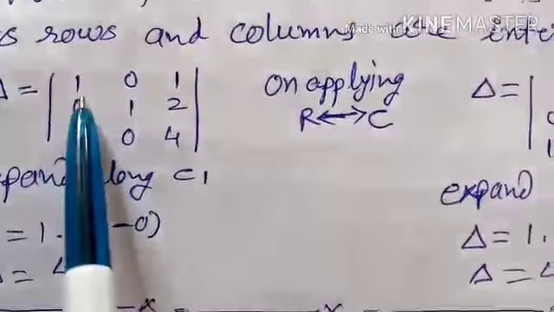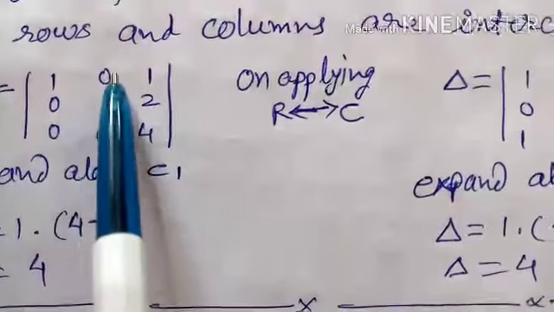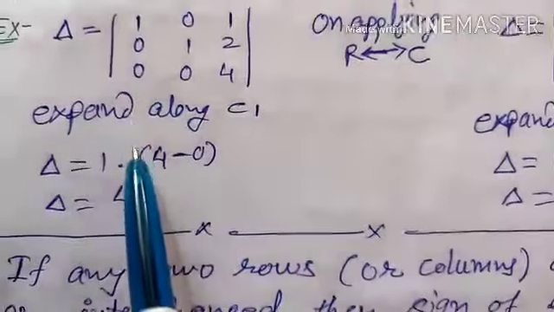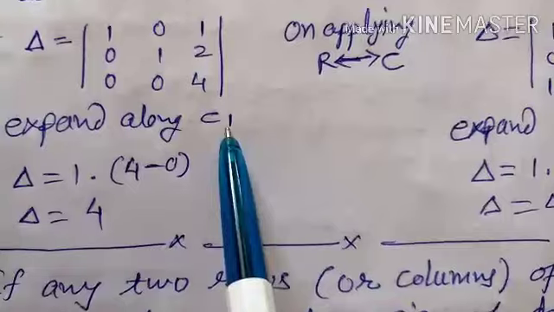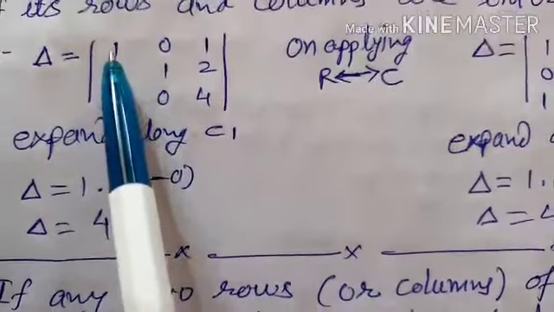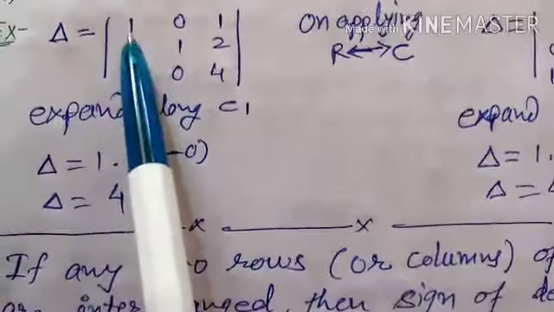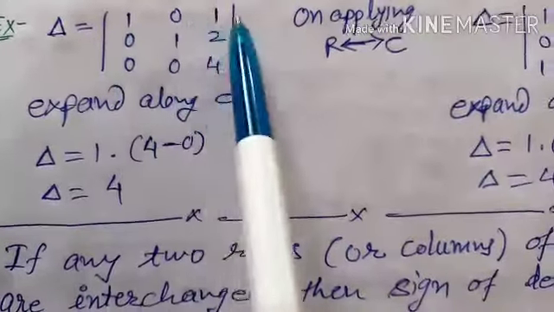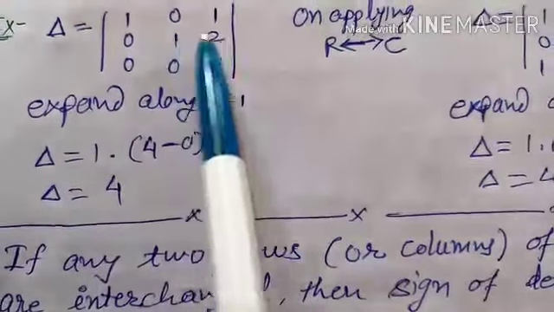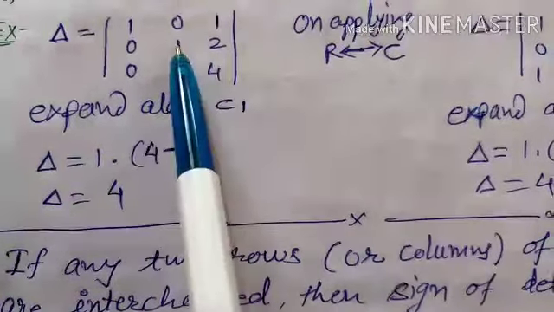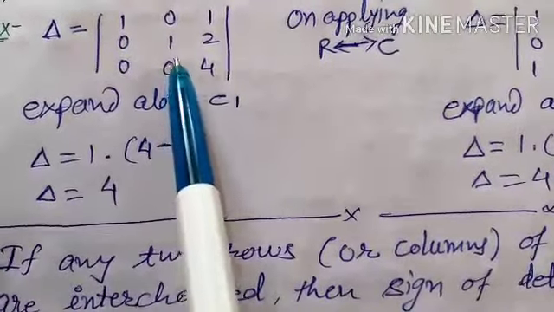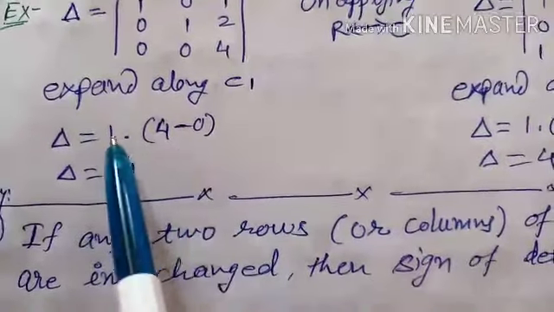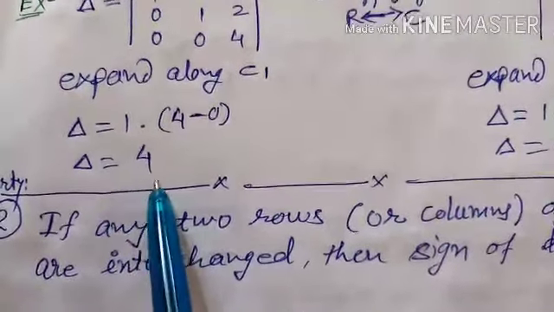Suppose this is the matrix with rows 1 0 0, 0 1 0, 1 2 and 4. Now find its value. Expanding along C1, the first column, because in the first column there are the maximum number of zeros. Taking only the 1, first row and first column are deleted, leaving a 2 by 2 determinant. So 1 into 4 minus 0 into 2, that is 4 minus 0. So the value of this determinant is only 4.